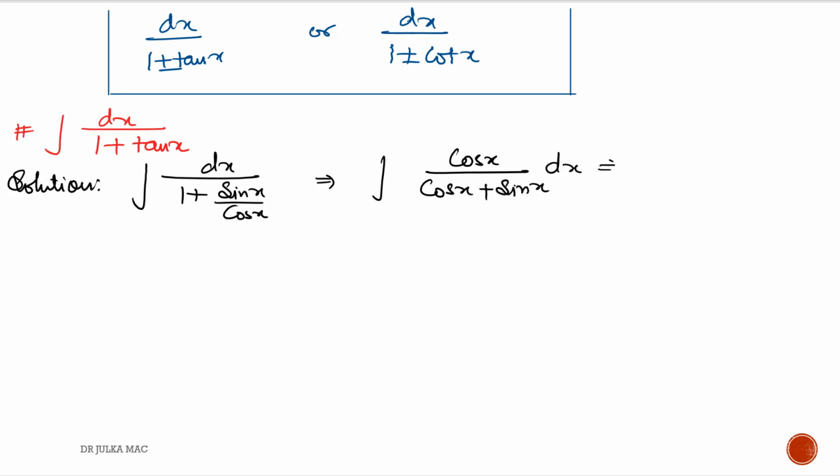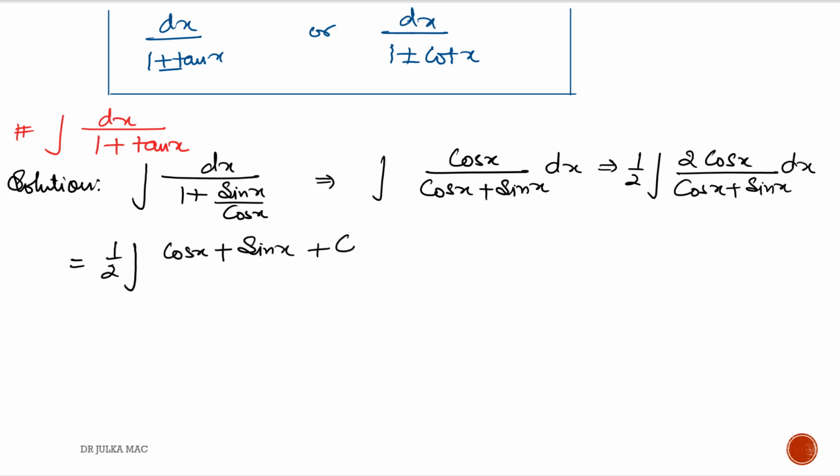Now divide by 2 and multiply by 2. Now in the numerator we have 2 cos x. We can write 2 cos x as cos x plus sin x plus cos x minus sin x, and the whole divided by cos x plus sin x. Now divide into 2 parts.